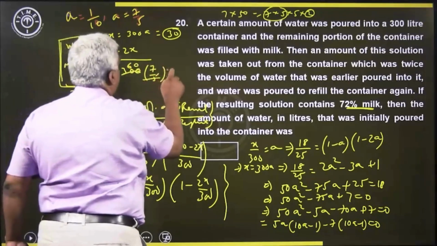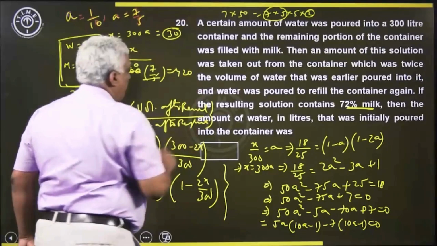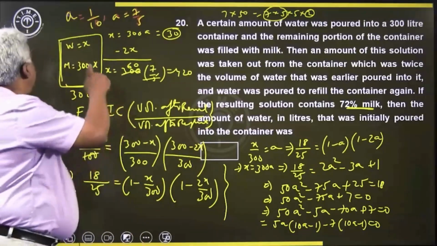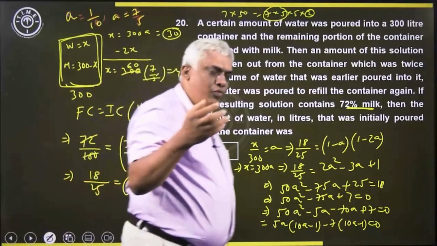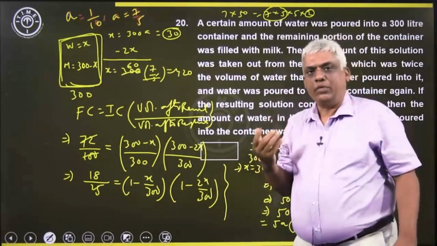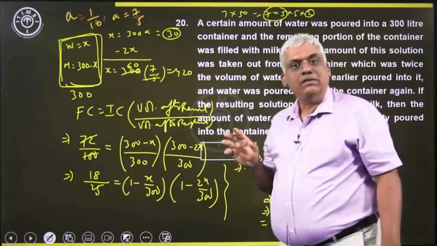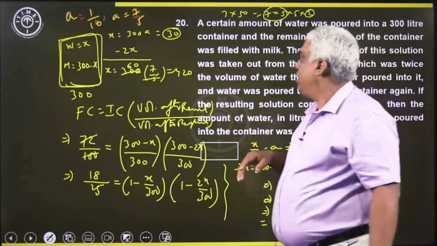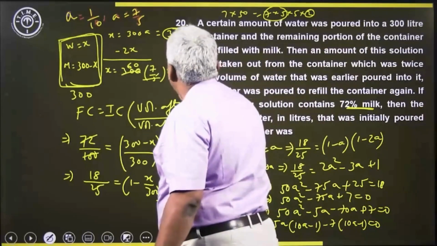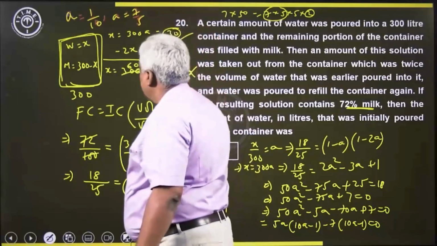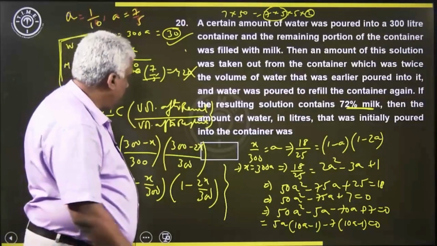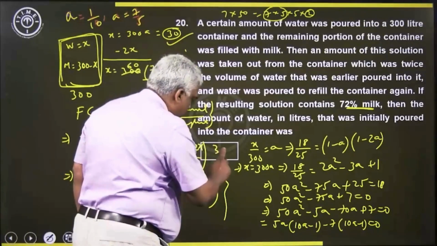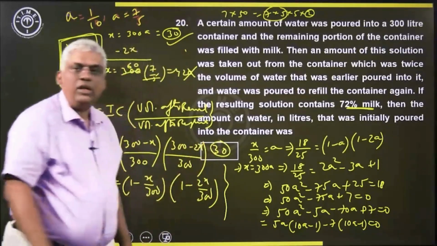So, 7 by 5 times 300 gives 420, right. Now, since the container size is 300, you cannot put 420 liter water into it, right. So, obviously, the answer will be less than 300. So, 420 is an invalid answer. So, the answer is 30 for this. It is a TITA question, so the answer is 30 liter, right.